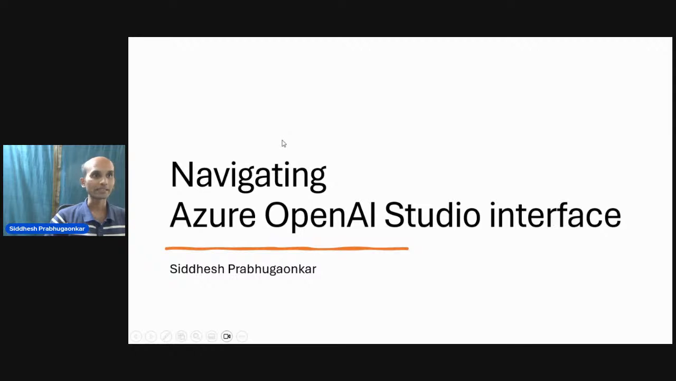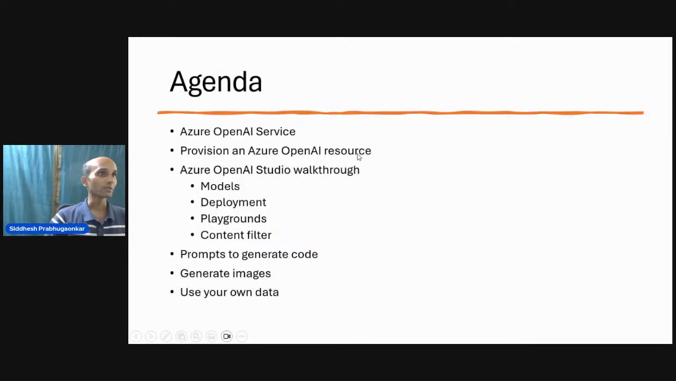Today, we are going to learn about navigating the Azure OpenAI Studio interface. We will learn about the Azure OpenAI service and how to provision a resource of that service. We will walk through Azure OpenAI Studio to get the list of models. We'll also see how to deploy those models and test them using various playgrounds. We will also see how to filter harmful content using the content filter. Along the way, we will look at a few prompts. We'll also see how to generate code, generate images using the DALL-E model, and finally, how we can use our own data using grounding content.